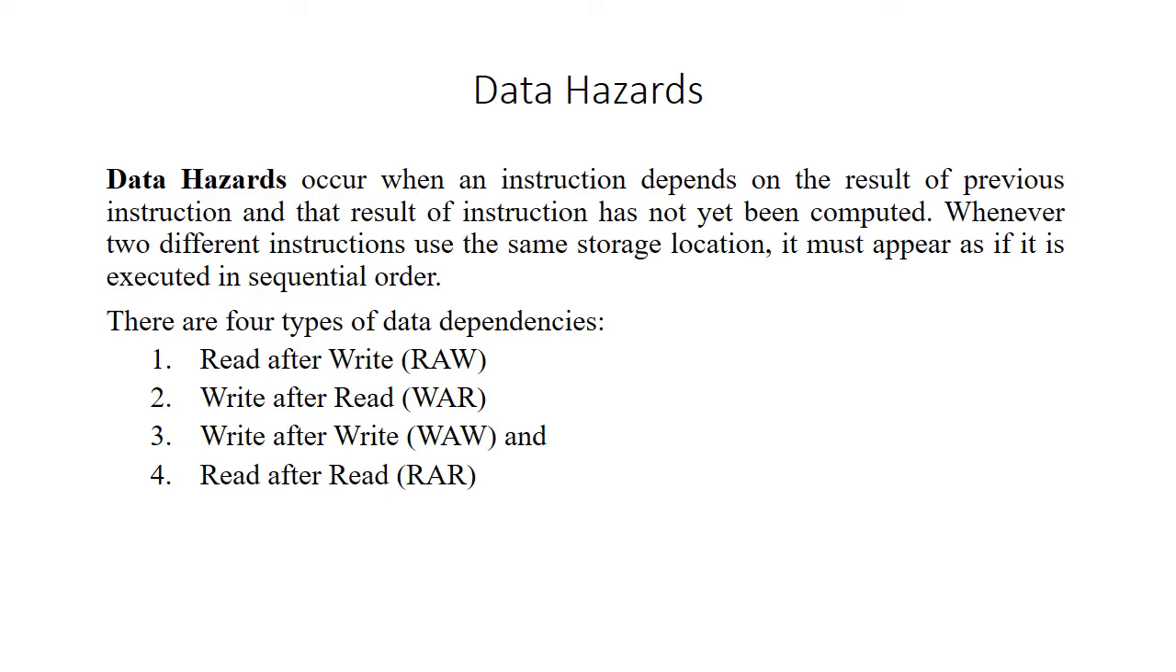There are four types of data dependencies. The first one is read after write. That means here, after write you have to read. The second one is write after read. That means firstly you need to read, then you have to write. The third one is write after write. That means you can write after a write. And the fourth one is read after read. That means here you can read after a data read.